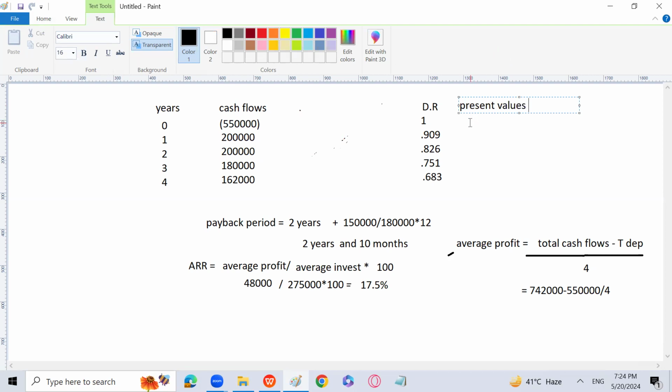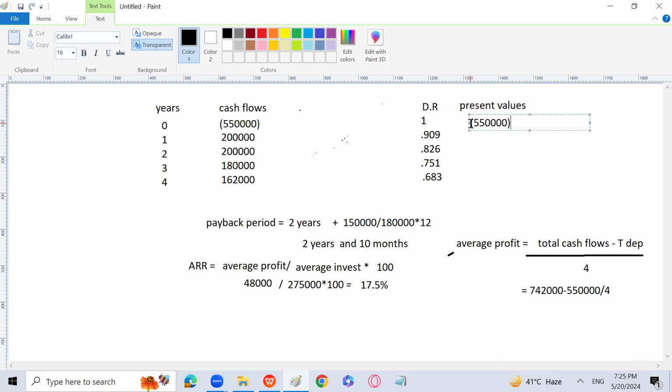So for present values, you have to multiply. The first amount is going to be 5,50,000. That is negative again. Why? Because 5,50,000 into 1, you will get the present value negative for year 0, 5,50,000, because that is the outflow of cash. That's why the present value is the same, because there is no discount factor at that time.